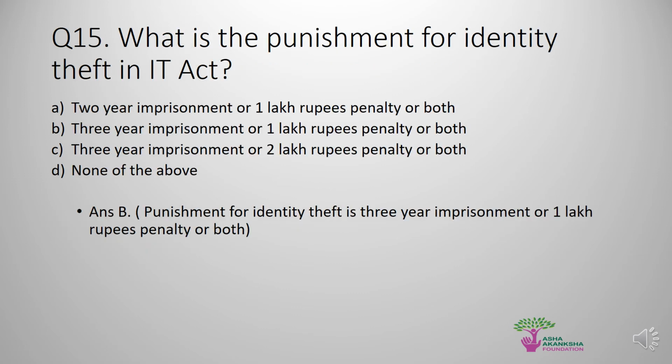The next question is, what is the punishment for identity theft in the Information Technology Act? Options are A. 2-year imprisonment or 1 lakh rupees penalty or both, B. 3-year imprisonment or 1 lakh rupee penalty or both, C. 3-year imprisonment or 2 lakh rupees penalty or both, or D. None of the above. The correct answer to this question is option B, that is 3 years imprisonment or 1 lakh rupee penalty or both.